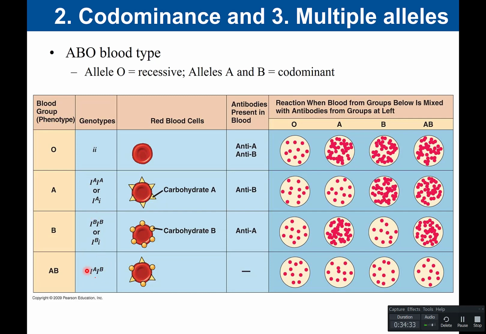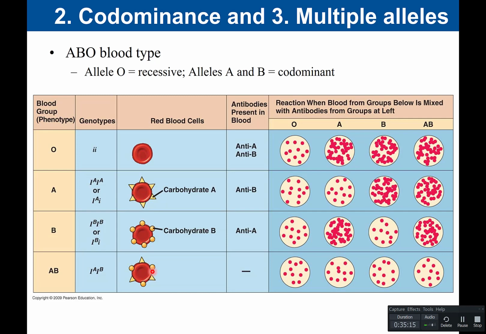Because if you inherit an A and a B allele, your blood type is going to be AB. You actually see both. So what do I mean by you see both? Well, the A allele is going to encode for an A-type carbohydrate on the surface of the red blood cells. So people who are blood type A produce this A carbohydrate. People who are blood type B produce a B carbohydrate on the surface of the red blood cells. People who are AB make both the A and the B. They are both being expressed.